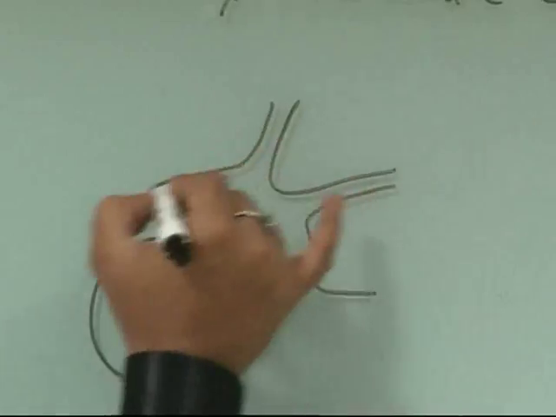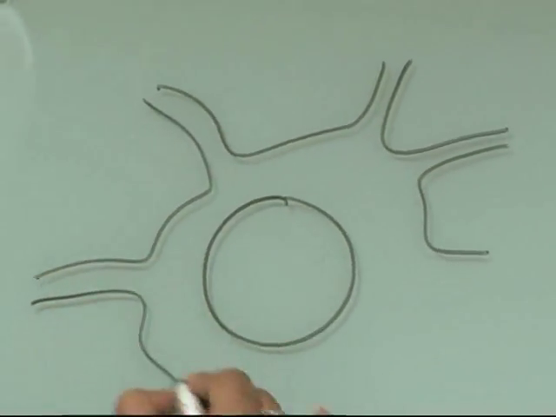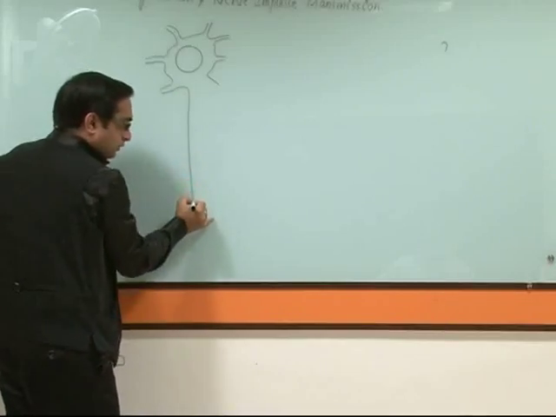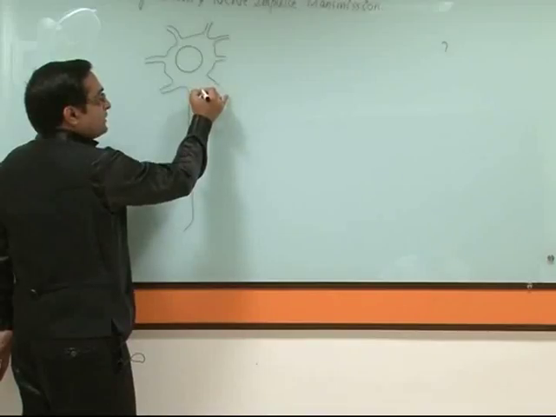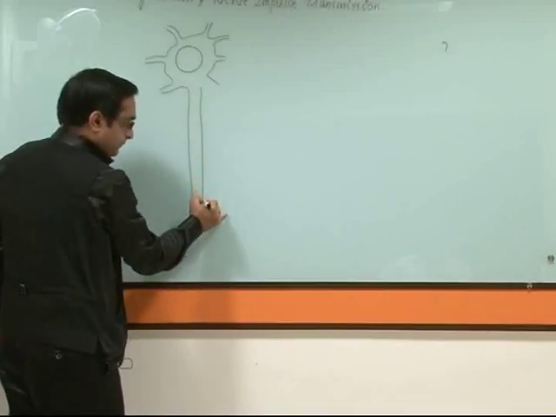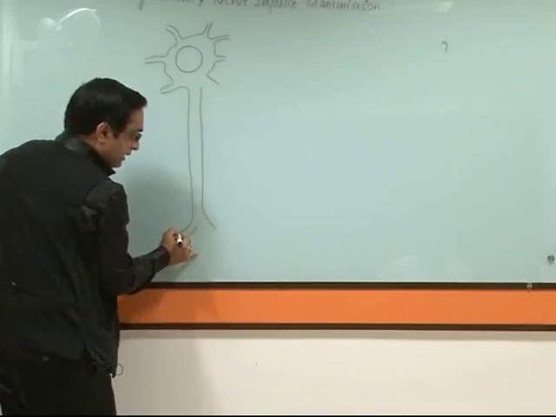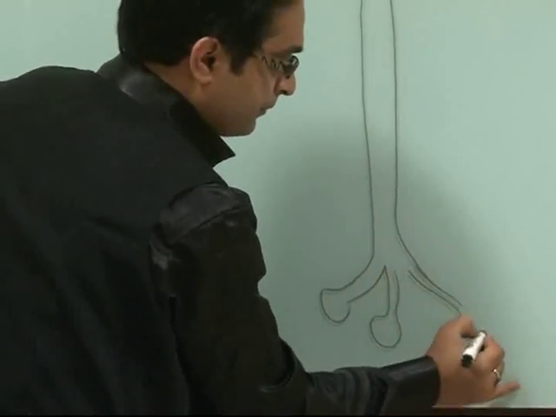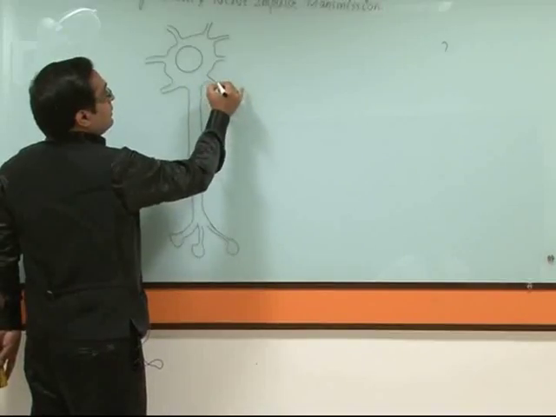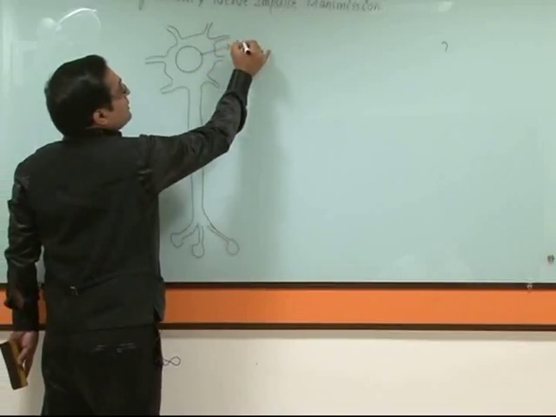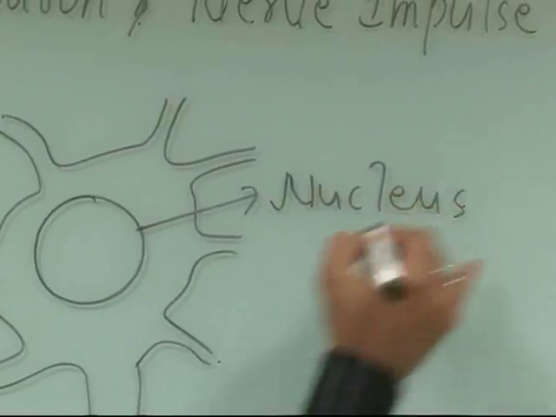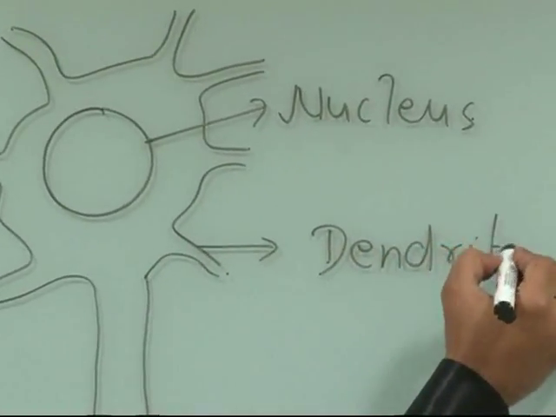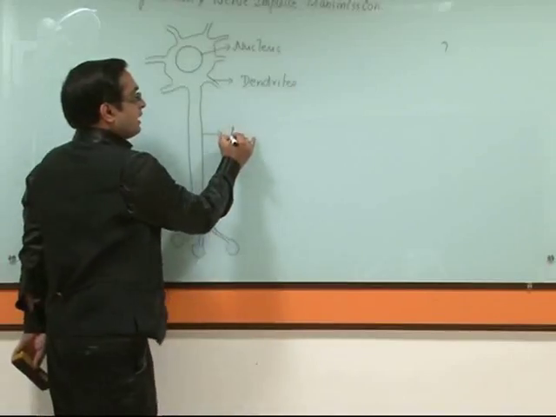These are the dendrites. This is axon. Axon is the longest part of a neuron. These are terminal endings of axon. This is nucleus of neuron. These are dendrites. This is axon.